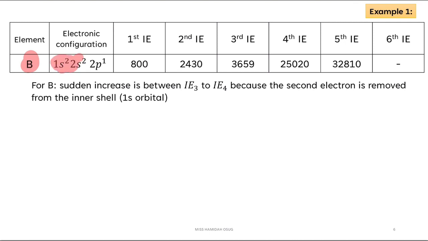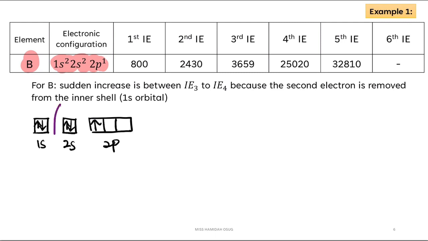Next, let us take a look at boron. The electronic configuration is 1s2, 2s2 and 2p1. First, we draw the orbital diagram for boron. When we draw the border between the principal quantum numbers, the valence electron shell is 2s and 2p, while 1s is the inner shell.